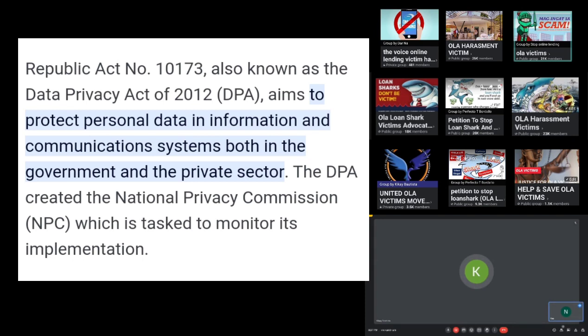So let's start with the Data Privacy Act, no? So the Data Privacy Act is Republic Act 10173. Okay? So kailan ba ito nag-start?